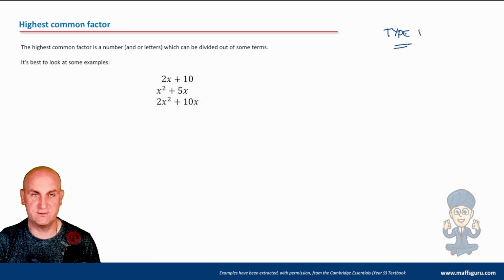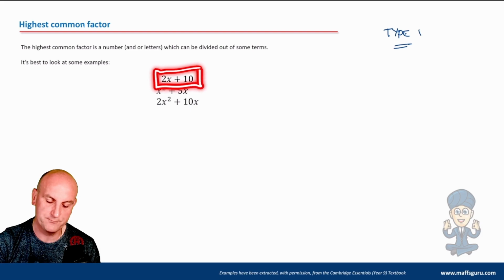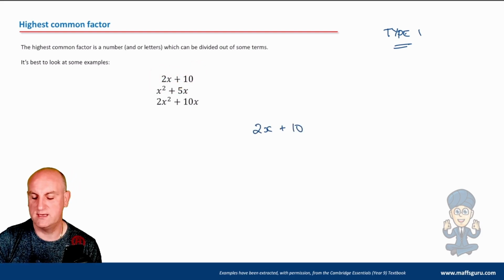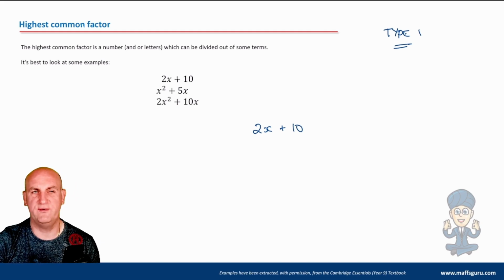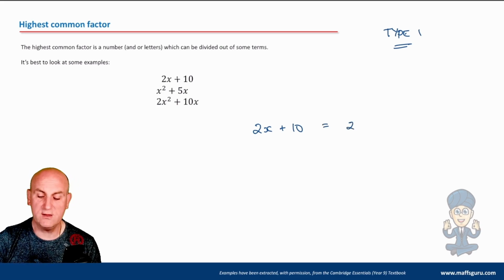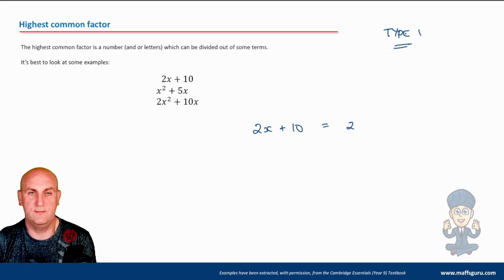Now, when we factorize, we are trying to take out the highest thing we can divide both of those terms by. The highest possible thing we can divide both terms by. So for example, if I look at 2x plus 10, the first thing I always do is look at the numbers first and say, right, what is the highest common factor of 2 and 10? Well, in that situation, I'm going to say it is 2. Then I look at the letters and I say, do the terms share any common letters?